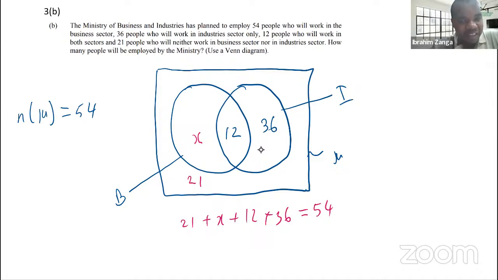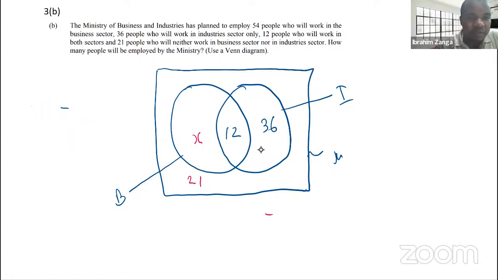I'm going to read the question again so that we are not going to mix anything there, students. The Ministry of Business and Industry has planned to employ 54 people who will work in the business sector. And 36 people who will work in the industry sector. Sorry, here it is wrong information. So 54 people will be working in the business sector.